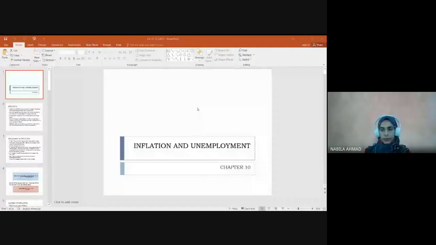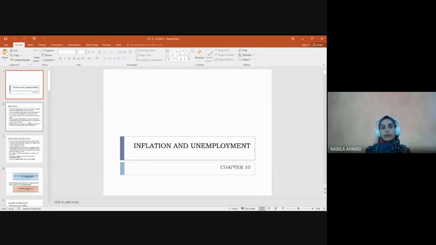Okay, so chapter 10 adalah berkenaan dengan masalah ekonomi. Right. So masalah ekonomi adalah ada dua, macroeconomic problems. Kita ada inflation dan juga unemployment. Right. So what is inflation?